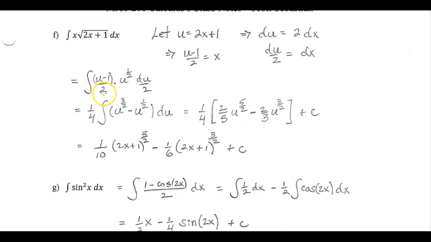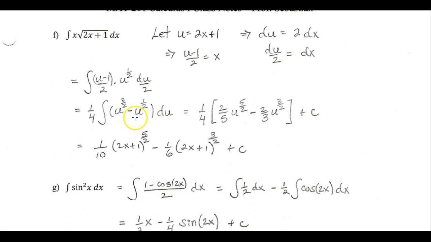So first of all, let's bring this 2 out and this 2 out, which are both in the denominator. That's 1/4. So bring out the 1/4. Then multiply u times u to the 1/2. Add exponents. That's u to the 3/2. Minus 1 times u to the 1/2. So minus u to the 1/2. So now look at it, that's a pretty simple integral, both of these.